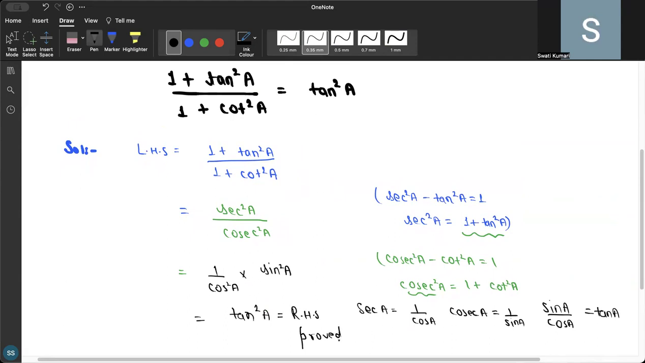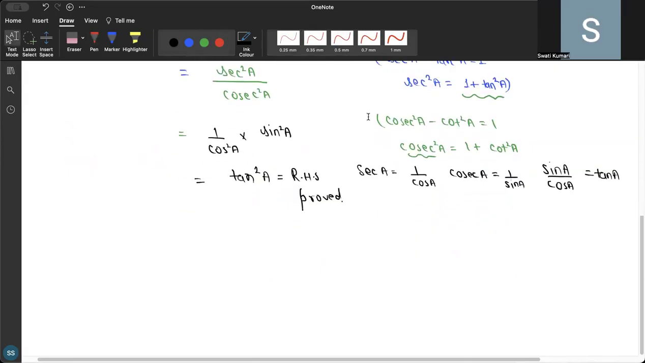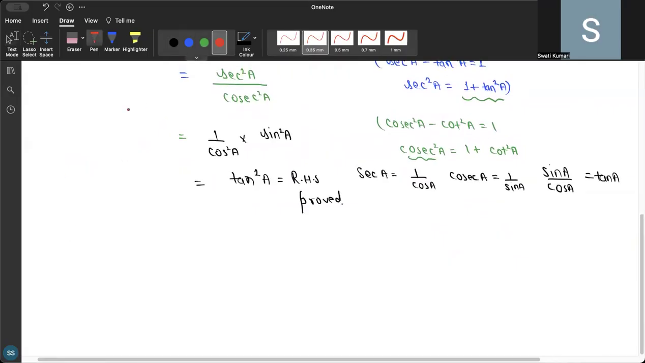So if you notice, I have solved this proof question by using these formulas, which I have written on the side. You can also write on the side. We are done. So this is the first question. Let's go to the second question now.